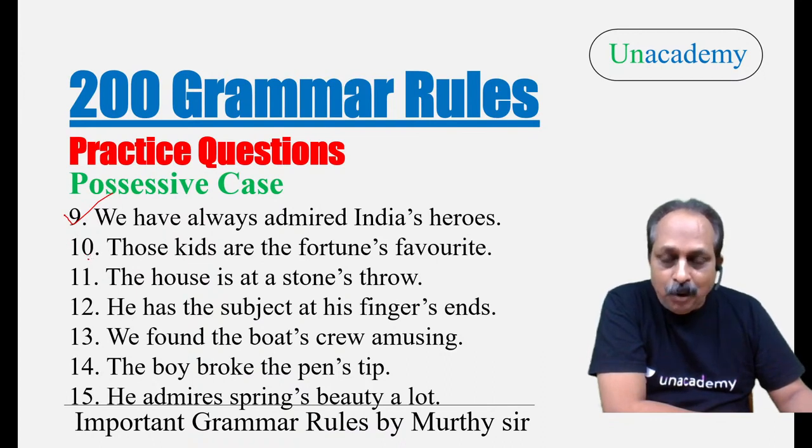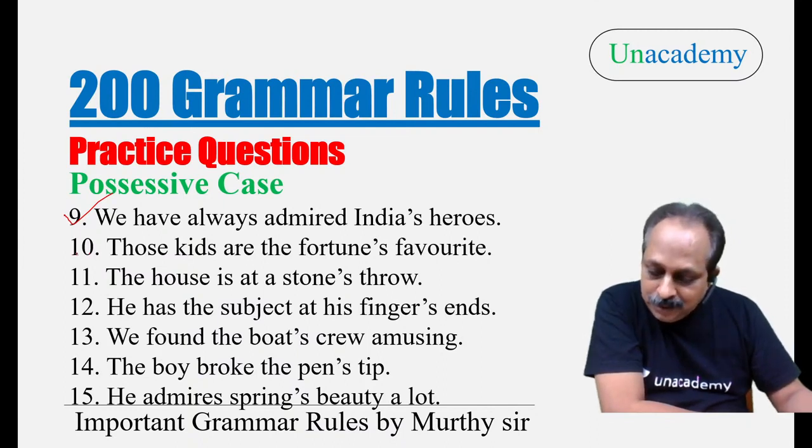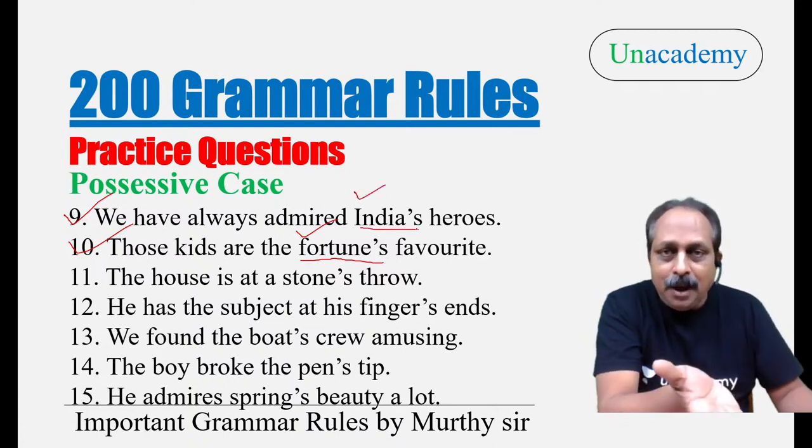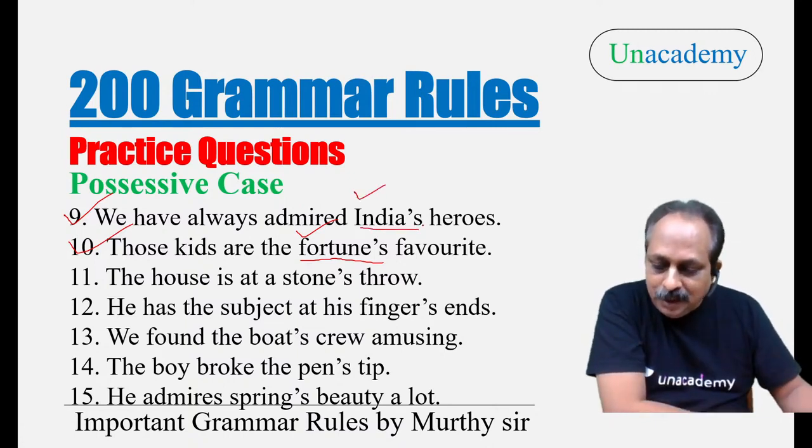Those kids are the fortune's favorite. They have given this, and not an easy one. Sentence number 10, is it right or wrong? Those kids are the fortune's favorite. It is correct. Fortune's favorite. Personification, again, based on that, it is absolutely right. How do you know? You have to learn these examples and do extensive reading. This is better. I can easily make out whether you got it right or not.